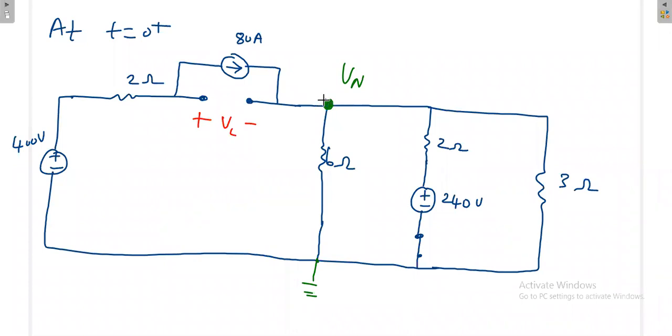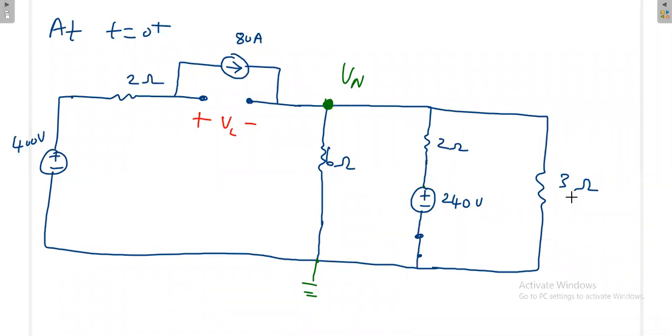That means the current leaving the branches is 0. What is the current leaving in this branch? That is 80 ampere, and it is entering, so I will put minus 80. Then what is the current leaving in this branch? Vn by 6. What is the current leaving in this branch? That is Vn minus 240 divided by 2.